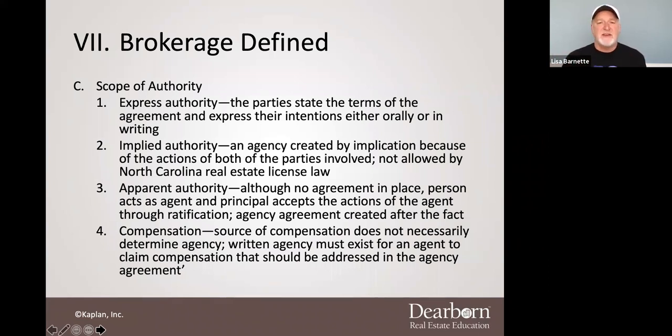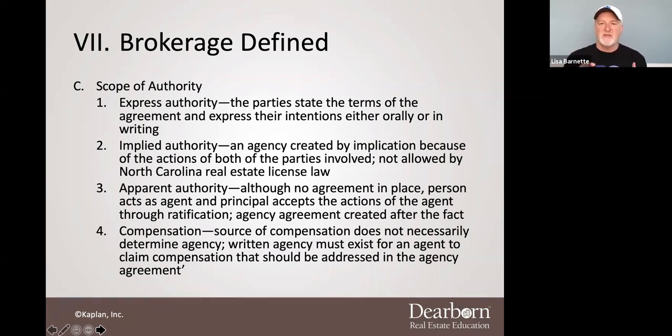So at the end of the day, remember this, please. Express agency agreements could be oral or written, but the terms have been expressed. That's why written is always better, because if they're written, there's not going to be any ambiguity about that. But express, technically, could mean oral or written. It's just that the terms were expressed.